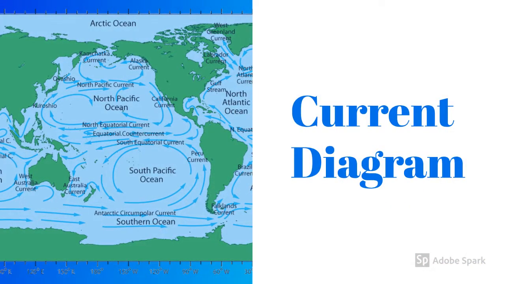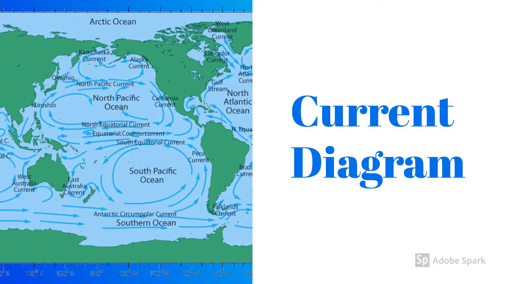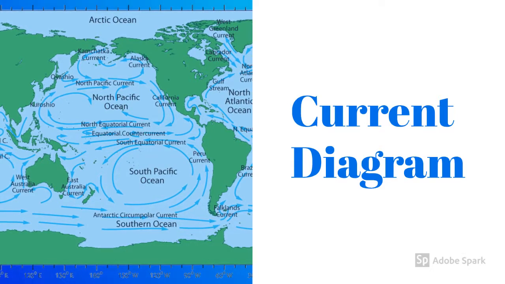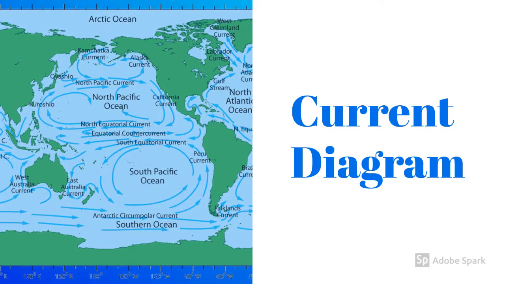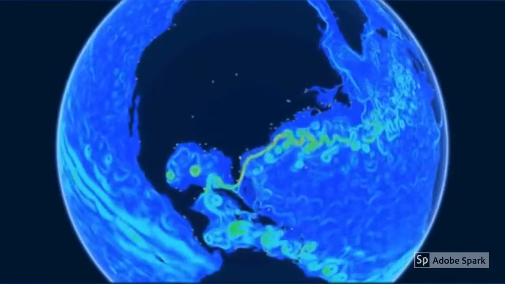Currents are horizontal, continuous, and direct movements of water that travel in patterns. Scientists have mapped out these patterns and have labeled them. This image shows all of the currents and their paths. This is footage of how currents move over time all over the world.